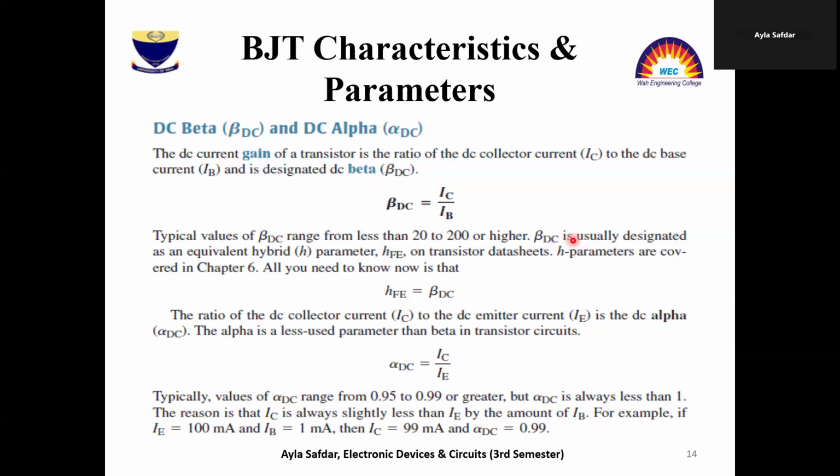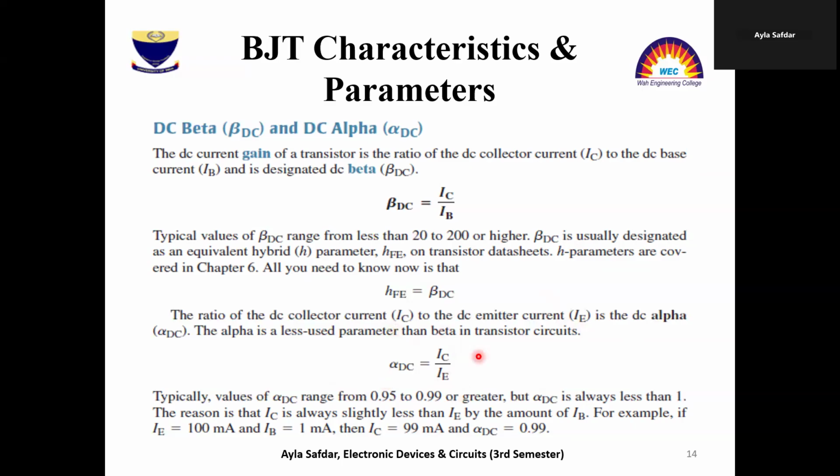Beta DC is usually designated as a hybrid parameter when you see it on the transistor datasheets. Whenever you select a transistor, you should read its datasheet. From there, you can know what the beta DC is, which will be represented as the hybrid parameter HFE. Okay, so you should know that. The other important parameter is alpha DC. It is simply the ratio of the DC collector current to the DC emitter current.